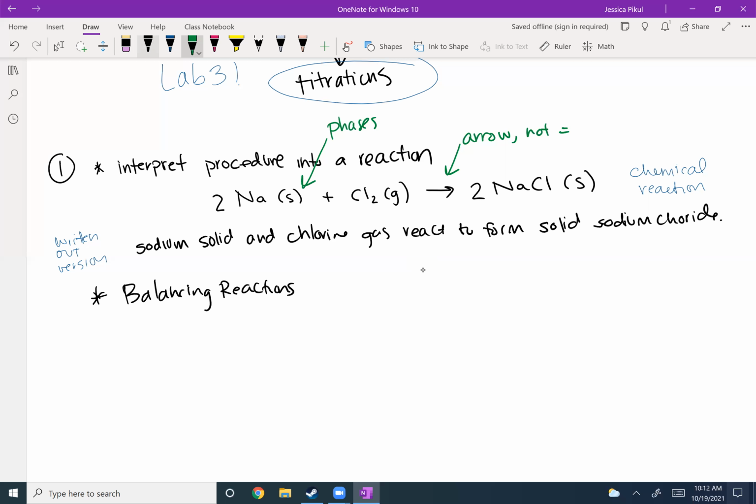So for balancing reactions, we really just want to make sure we have the same number of atoms on both sides of the arrow.